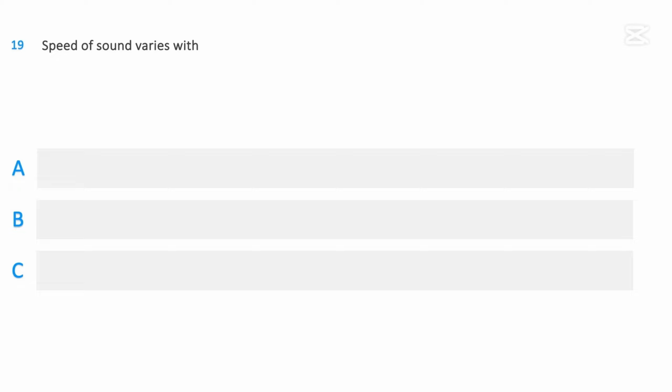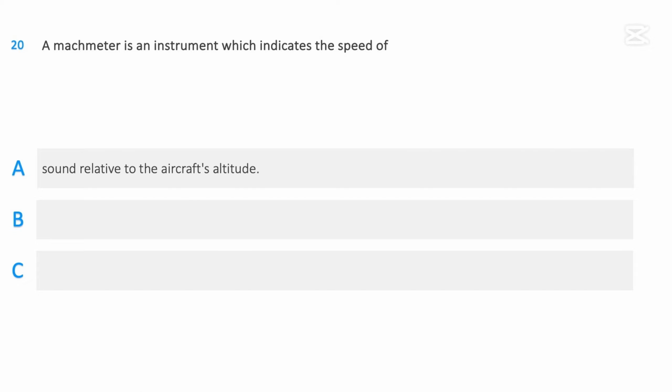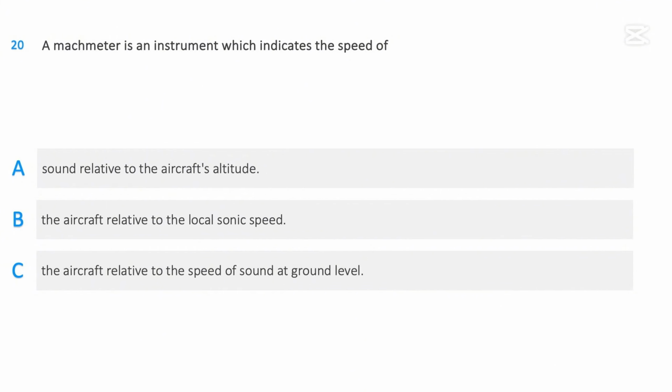Speed of sound varies with pressure, altitude, temperature? The correct answer is temperature. A Mach meter is an instrument which indicates the speed of sound relative to the aircraft's altitude. The aircraft relative to the local sonic speed. The aircraft relative to the speed of sound at ground level. The correct answer is the aircraft relative to the local sonic speed.